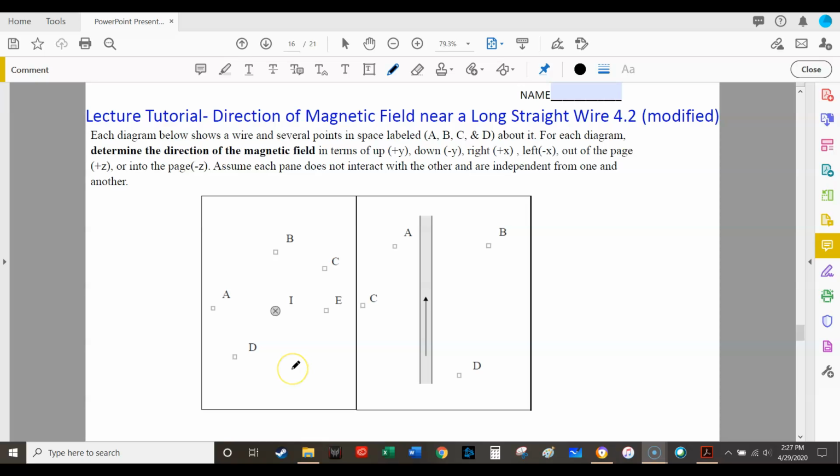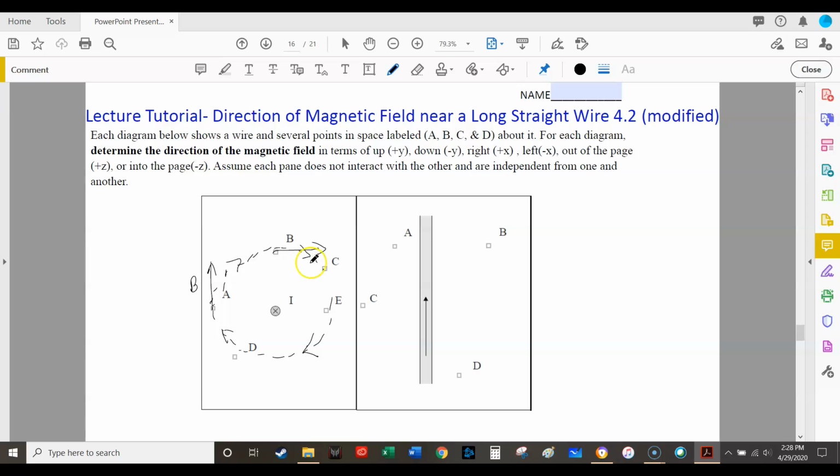Okay, so I'm pointing my thumb into the page. And when I point my thumb into the page and I'm curling my fingers, it starts to feel like my fingers are going to be pointed clockwise-ish. That means at this point, the magnetic field is going to be pointed up.